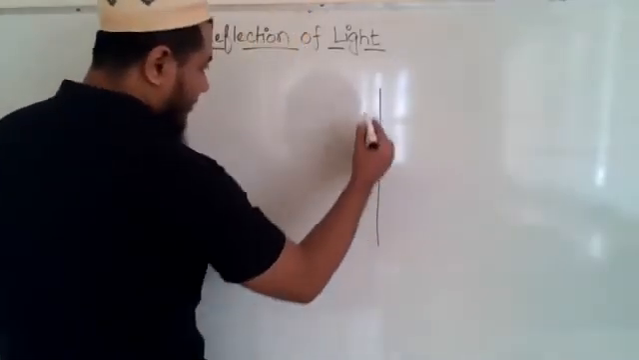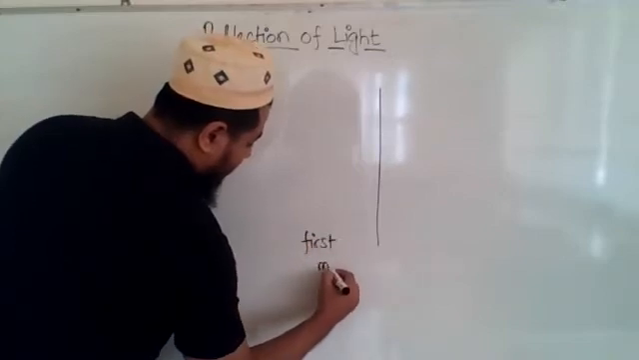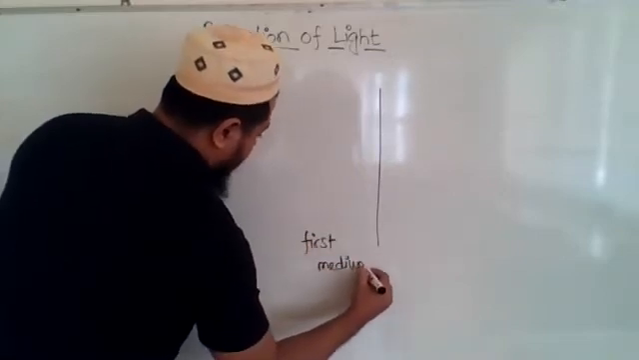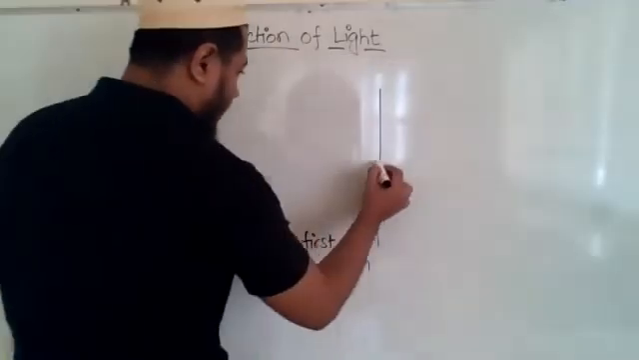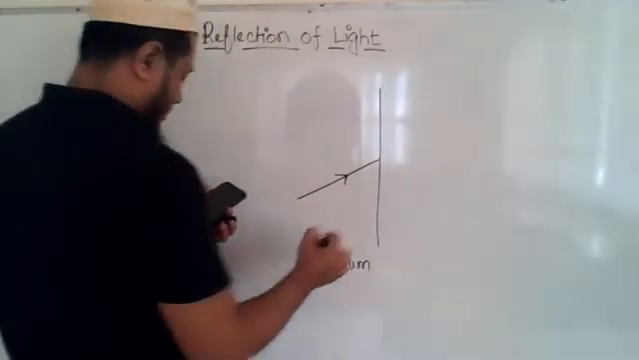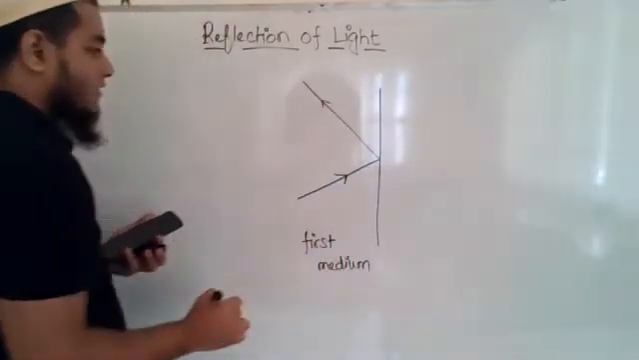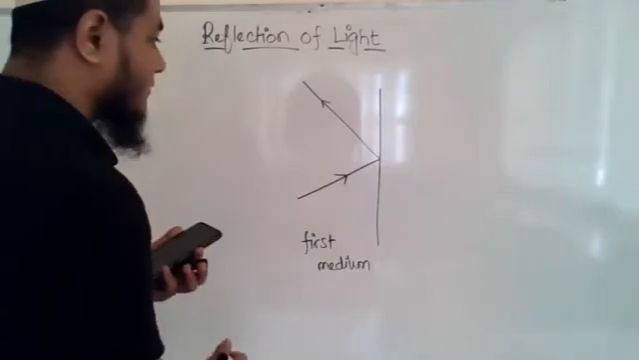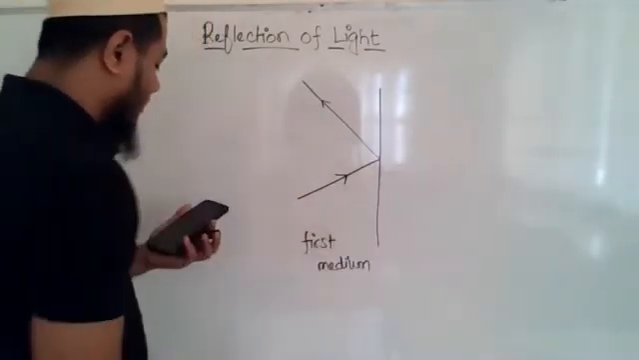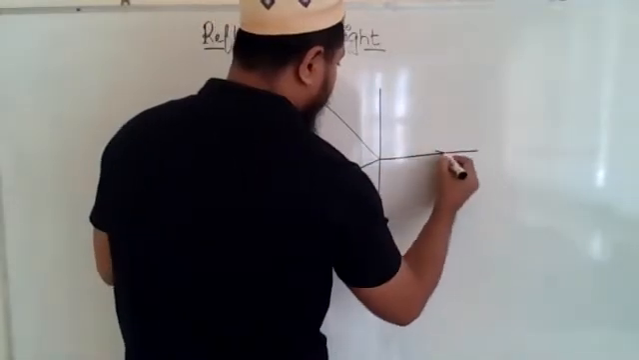This is, let us consider this is the first medium. And let us say this is the incident ray. We know that a certain portion of it will be reflected into the first medium itself. This is the second medium. Now a certain portion of light will go into the second medium.